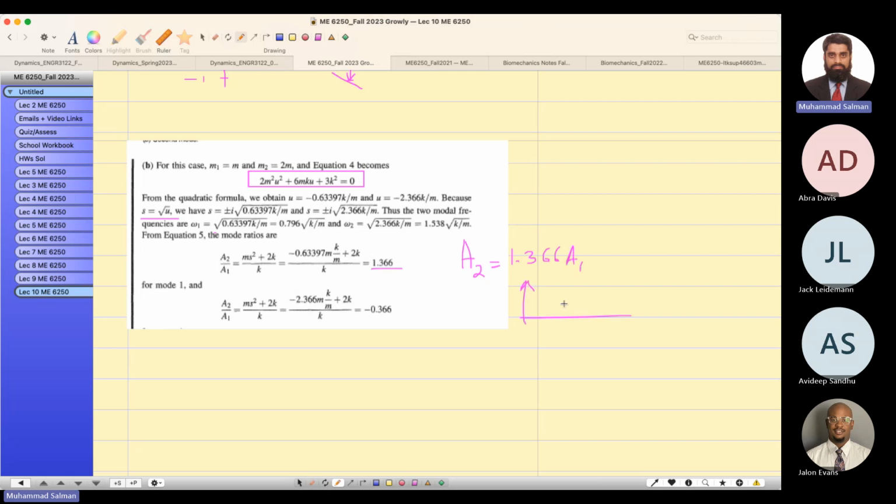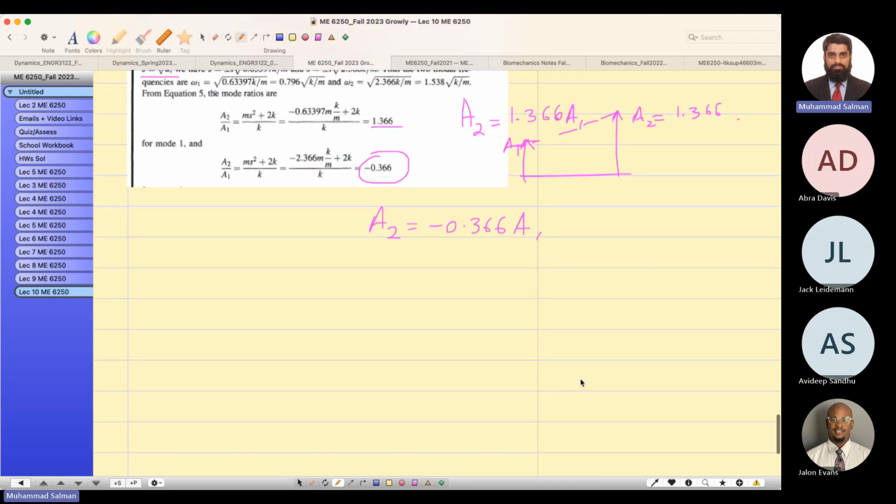So if I draw the mode shape, A1 is just like 1 unit. What is the displacement of A2, which is 1.366, when A1 is assumed to be 1, correct? You see the first mode, correct? The second mode is negative. So A2 equals to negative 0.366 times A1. So imagine if you draw A1 as like unity. I would always start from unity. And what is A2? Negative 0.366, correct? So this is my second one.